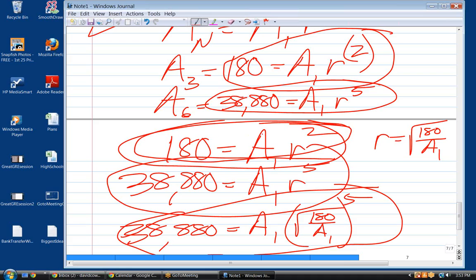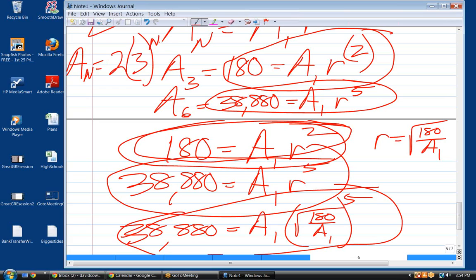In other words, what they want is something that says A sub n equals some number, A sub 1, times some common ratio to the n minus 1 power. So your answer is going to look something like that. It's just not going to have nice round numbers like this.